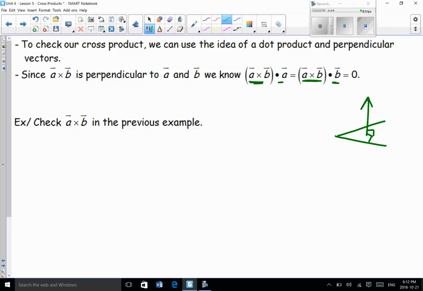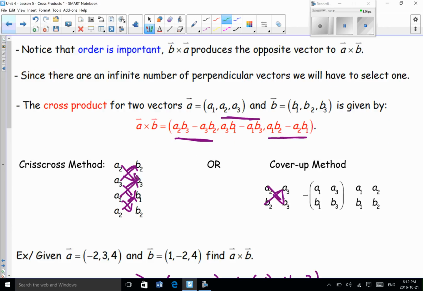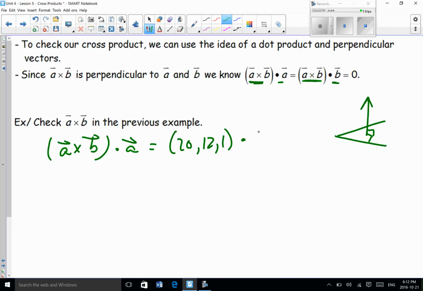So for the previous example, a cross b, if I were to dot that with a, I'd get 20, 12, and 1 dotted with, our numbers were negative 2, 3, 4. If I dot those, I get negative 40, 36, and 4. If we add that all together, it comes out to 0. So sure enough, the cross product we produce, that new vector, is indeed perpendicular to a. And we could test with b too. It works the same way. Okay, so here's a couple for you to try.